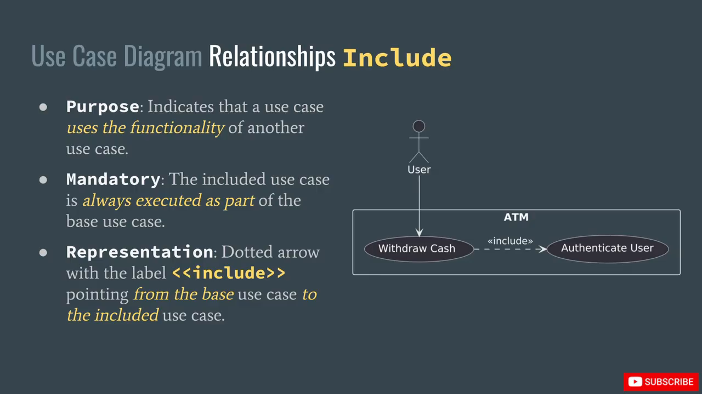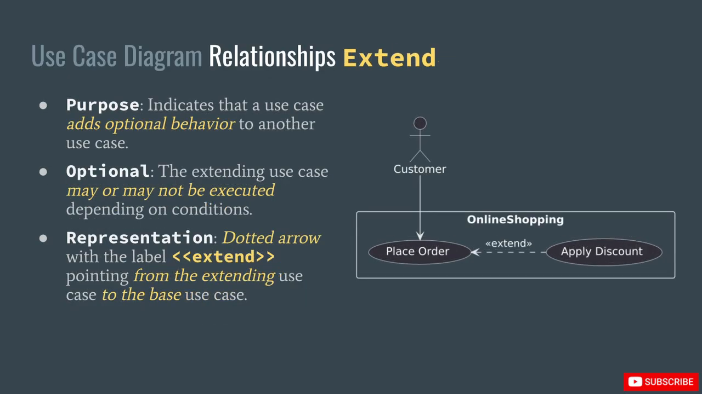This relationship is represented by a dotted arrow labeled include, pointing from the base use case to the included use case. The extend relationship indicates that a use case adds optional behavior to another use case. This is optional, meaning the extending use case may or may not be executed depending on conditions. It is represented by a dotted arrow labeled extend, pointing from the extending use case to the base use case.